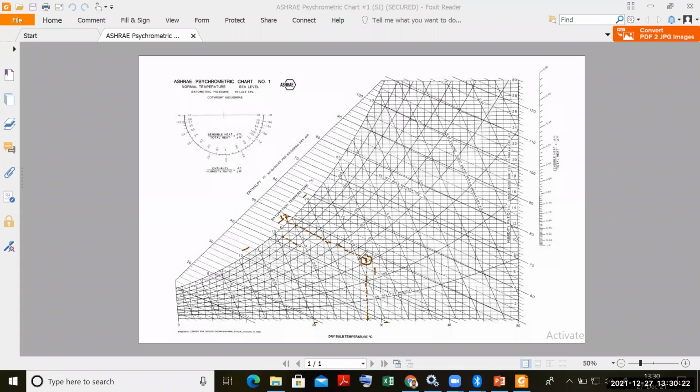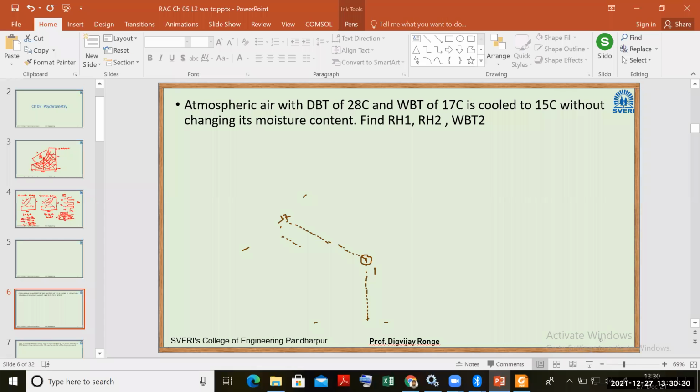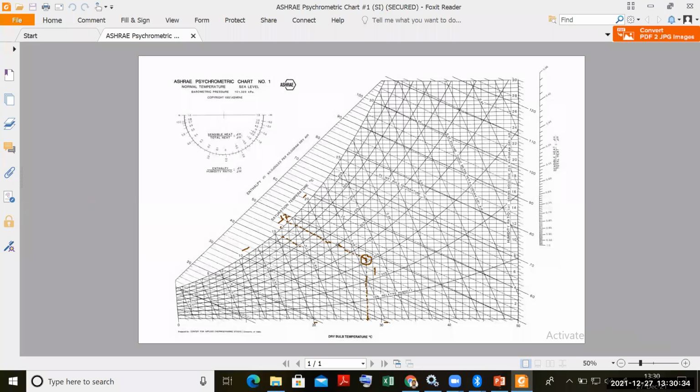Now this is a case of sensible cooling. Here it is being cooled to, I suppose, 15 degrees Celsius, right? So I'll go back again. So I have to locate 15 degrees Celsius. So here this is 20 and here it will be 15. So this is a 15. I hope you are able to see. And this is its constant DBT line.